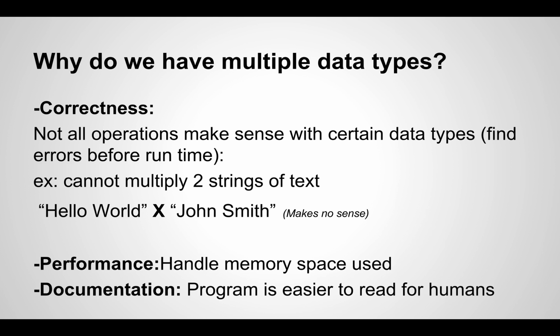And then another reason we use multiple data types is for documentation. By documentation, we mean that programs are easier for us humans to read. If we say this data is a whole number, we know throughout the whole code, as we read it, that this variable is used for a number and not for an image or something else. So it's easier for us to read the code.